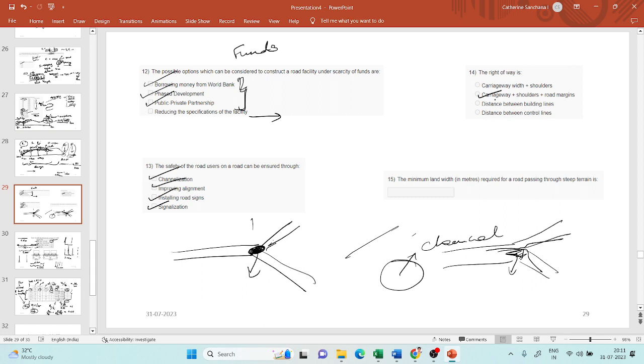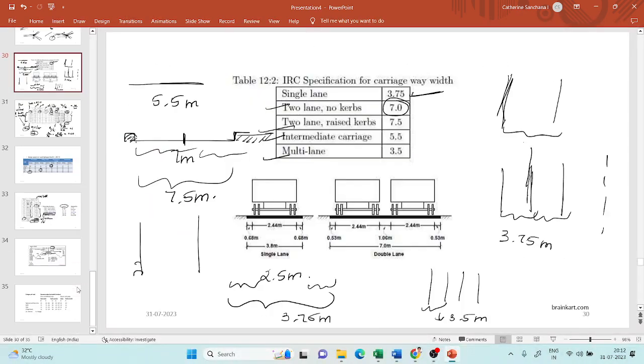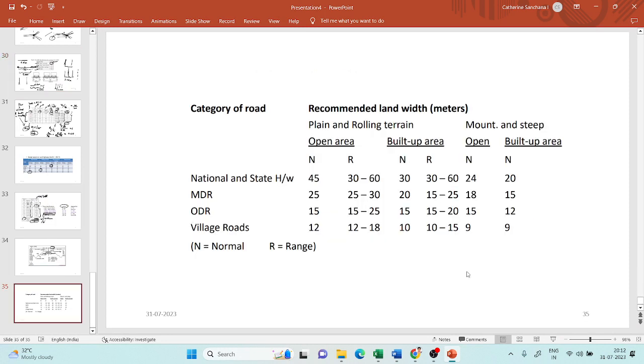And the last question is the minimum land width required for a road passing through steep terrain. This can be seen in the slides. It is 9 meters. So I'll also show you the table corresponding to it. So the minimum width is 9 meters. Okay, now that is all.